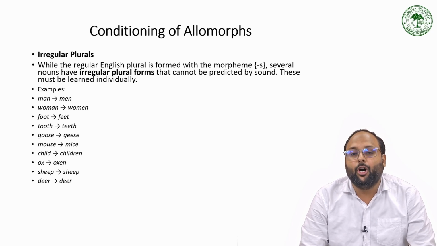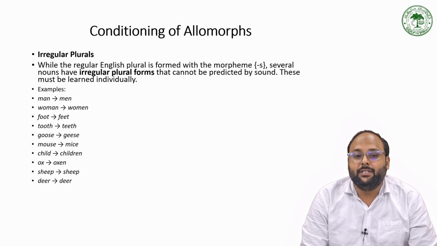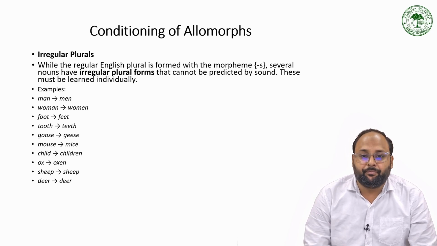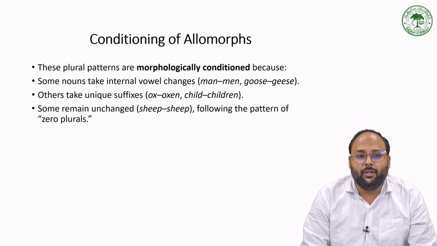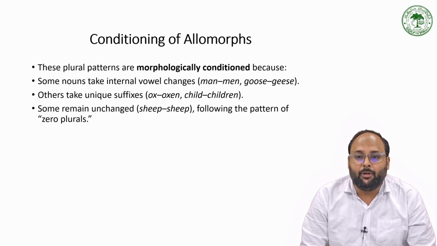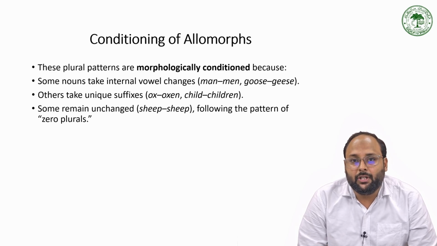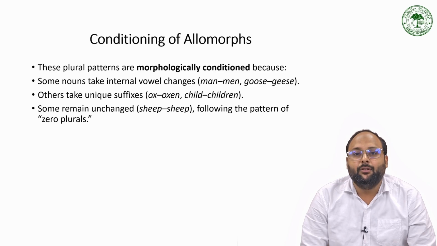goose changes into geese, mouse changes into mice, child changes into children, ox changes into oxen, sheep changes into sheep, and deer changes into deer. So there is no change in the words sheep and deer. So it is also morphologically conditioned. So there is no change. These plural patterns are morphologically conditioned because the nouns like man into men, goose into geese, and child into children all follow some morphological pattern, not due to the phonological condition.